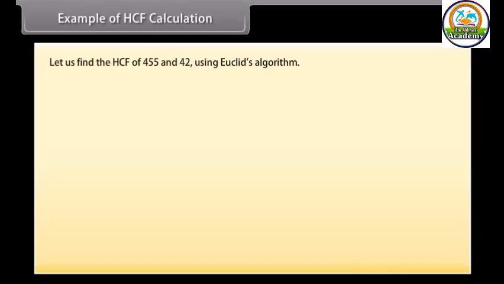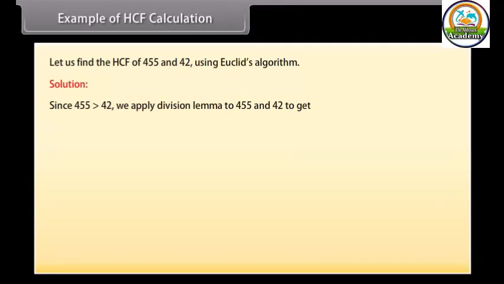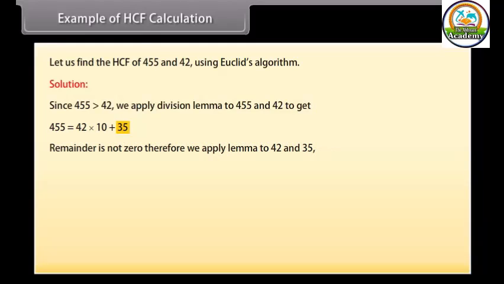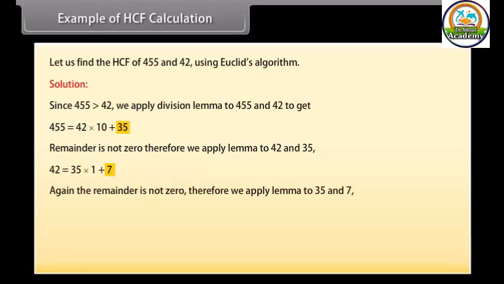Example of HCF calculation. Let us find the HCF of 455 and 42 using Euclid's algorithm. Solution. Since 455 is greater than 42, we apply division lemma to 455 and 42 to get 455 is equal to 42 into 10 plus 35. Remainder is not 0, therefore we apply lemma to 42 and 35. 42 is equal to 35 into 1 plus 7. Again, the remainder is not 0, therefore we apply lemma to 35 and 7.